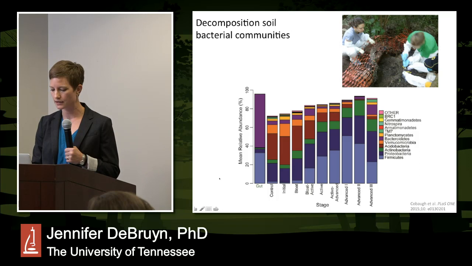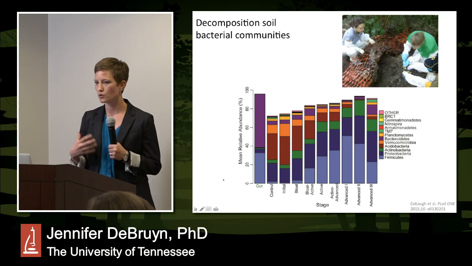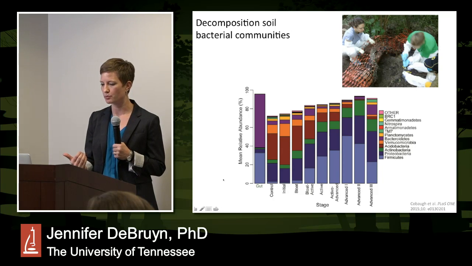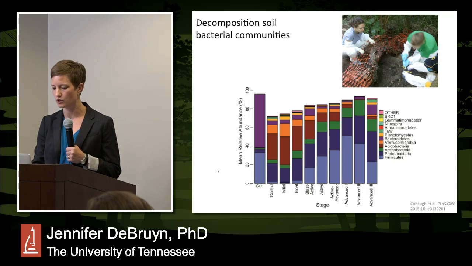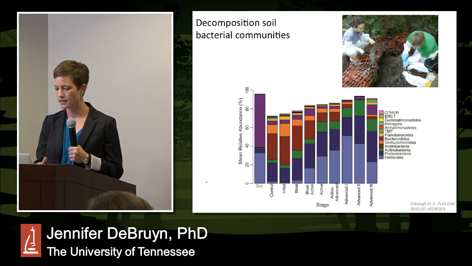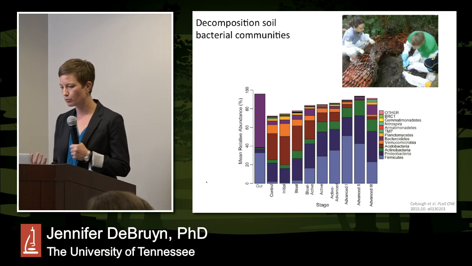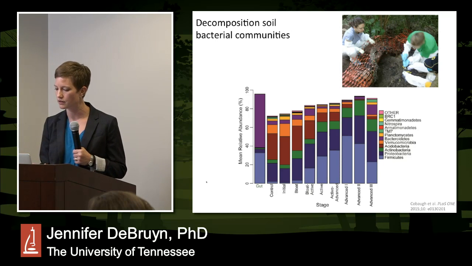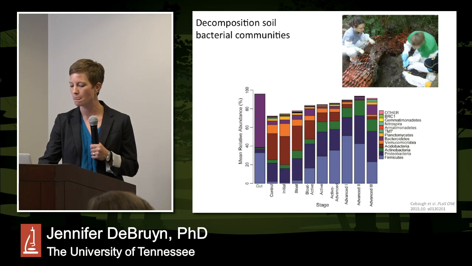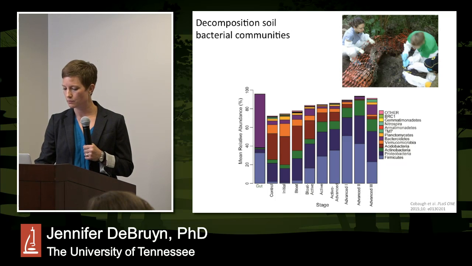Right next to it, the next two bars are soils that haven't been impacted by decomposition. So they are typical of what you would expect a soil to look like. They have a good mix of taxa, including proteobacteria, acidobacteria, verrucomicrobia. And then as decomposition progresses, my arrow keeps disappearing, there we go.